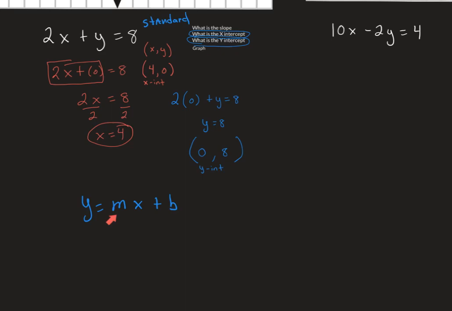Okay? Now this one has y by itself. When y is by itself, we call that slope-intercept form. Slope-intercept form. Okay? And when y is by itself, the number next to x is the slope. Say it with me. When y is by itself, the number next to x, which is this, is the slope. The number out here by itself, that's the y-intercept.